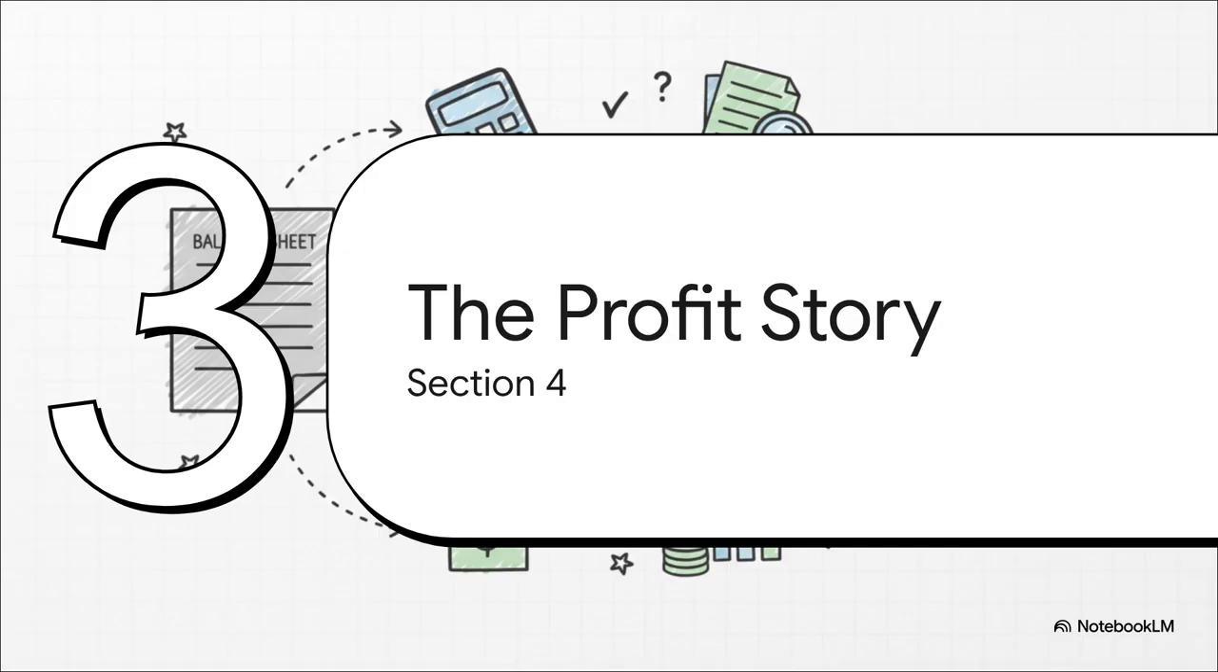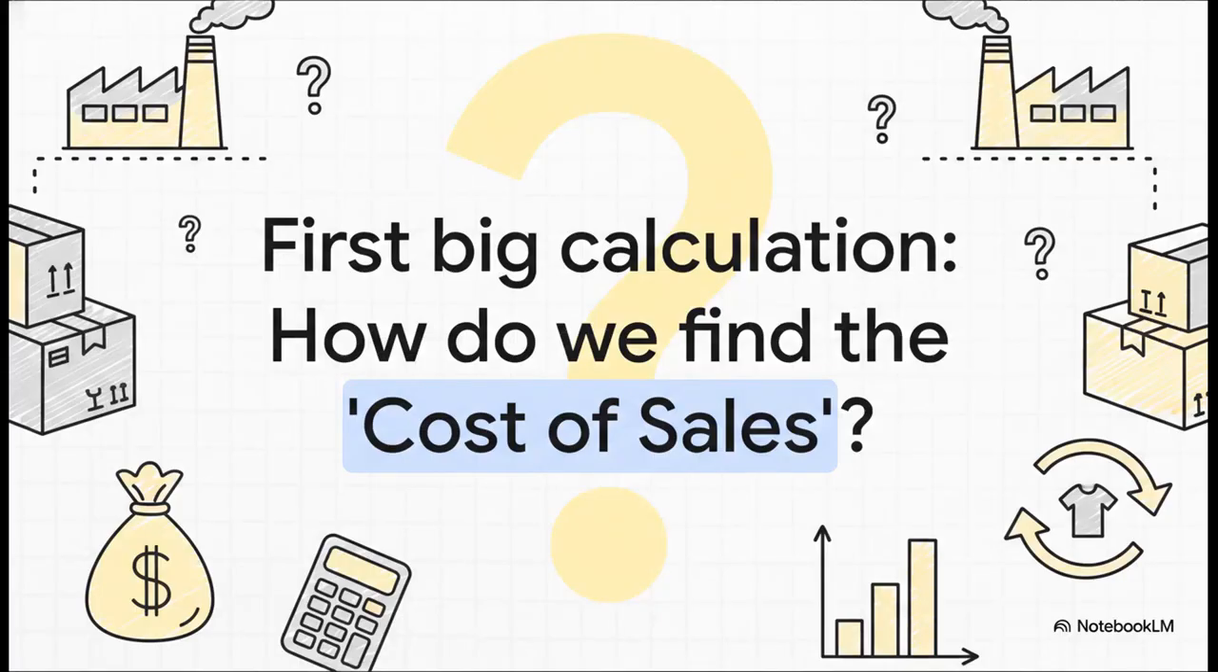This is the statement of profit or loss, and it's going to tell us the story of exactly how profitable the company was over the last year. So to figure out our profit, the first thing we need to know is the cost of the goods we actually sold, right? We don't want to include the cost of inventory that's just sitting in the warehouse. So how on earth do we calculate that?